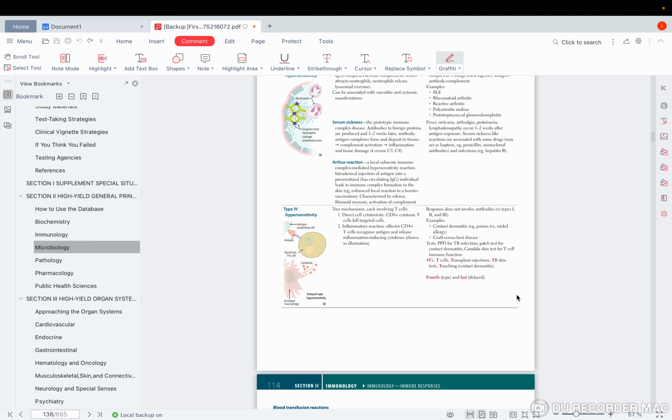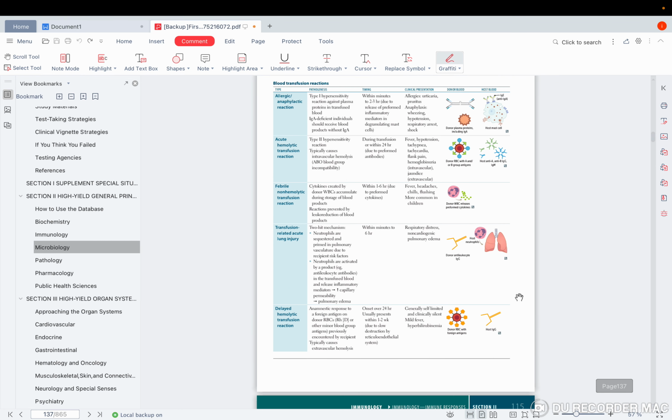Okay, awesome. The next thing I want you to know, guys, is regarding the different types of blood transfusion reaction. I will give you the cases and you will tell me which one. So we have a patient who got some blood.